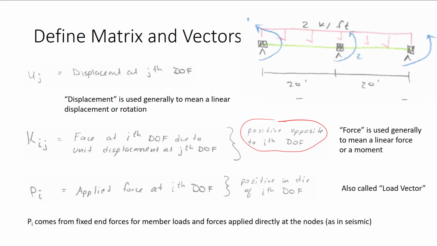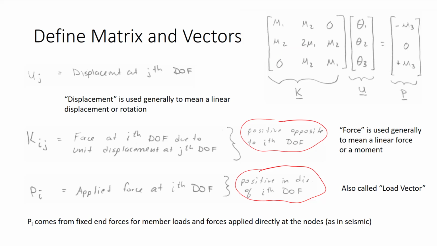The vector p sub i is the applied force at the ith degree of freedom. It's going to be positive in the direction of the ith degree of freedom. We also call this the load vector. This vector p sub i comes from fixed end forces due to member loads, as we saw already, and forces applied directly at the nodes, which we haven't done yet, but we'll do so in subsequent examples.